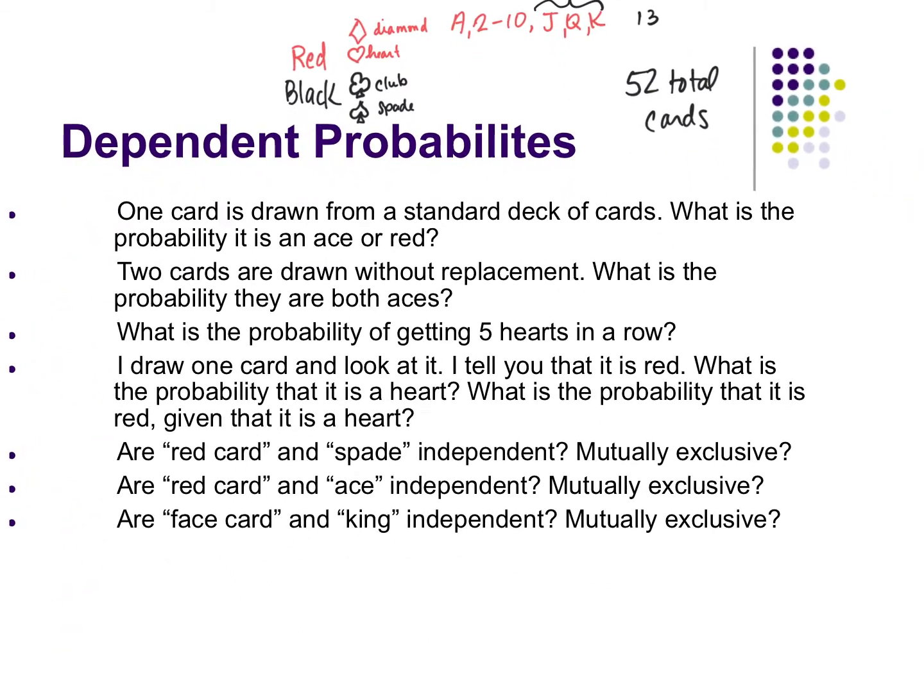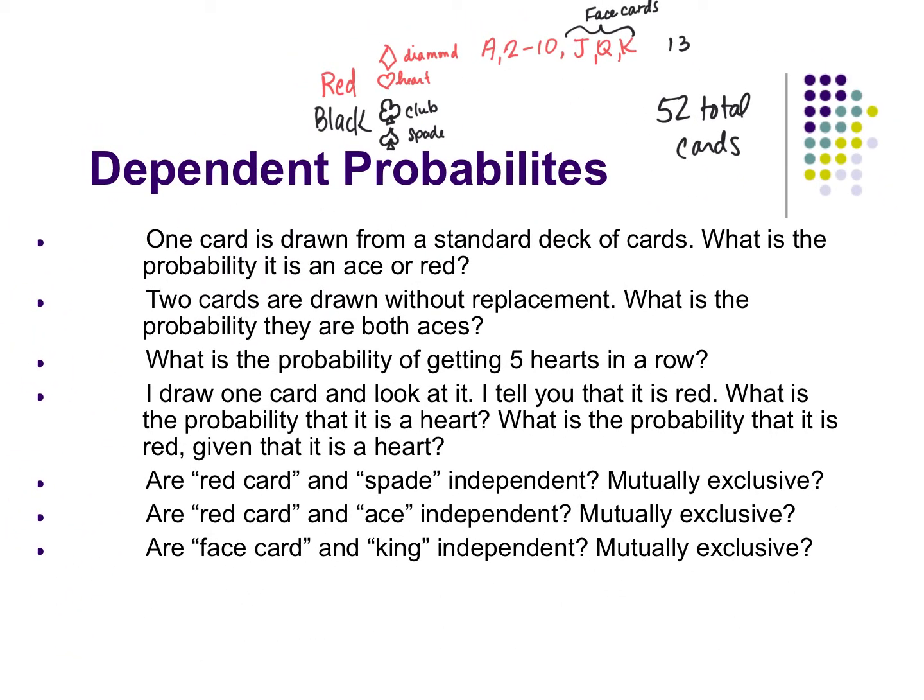One card is drawn from a standard deck of cards. What's the probability that it's an ace or a red? Or is this equation: probability of A or B. Well, we're not talking about A or B anymore. Let's talk about an ace or a red. It's a probability of an ace plus a probability of red. What's the problem if I just add those together? I'm double counting how many cards?